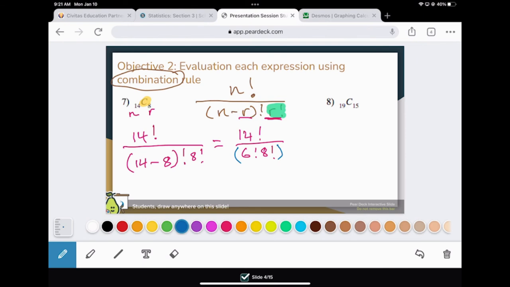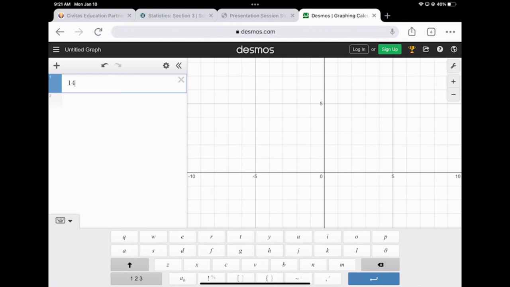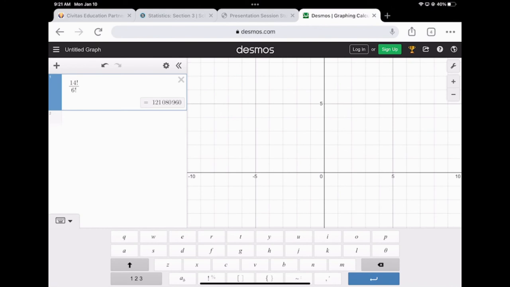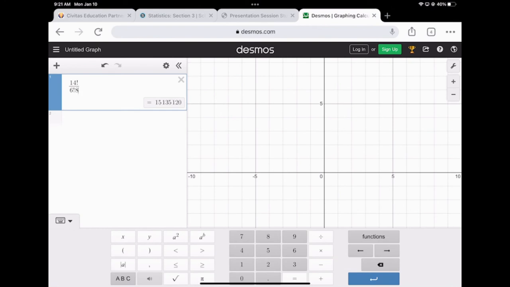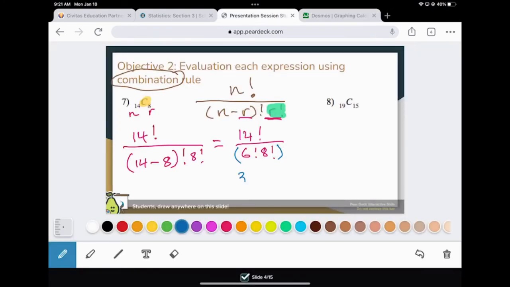with what I have. So again, I'm going to use my calculator. You need to clear this one. 14 factorial over 6 factorial 8 factorial. And that gave me 3003. So that would be 3003.